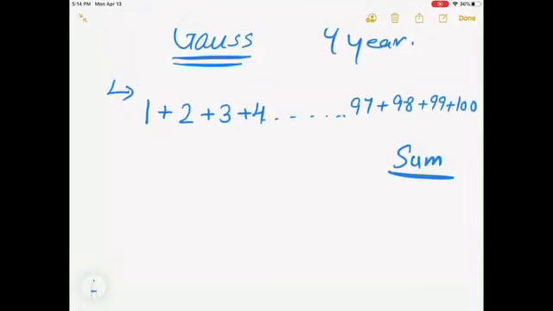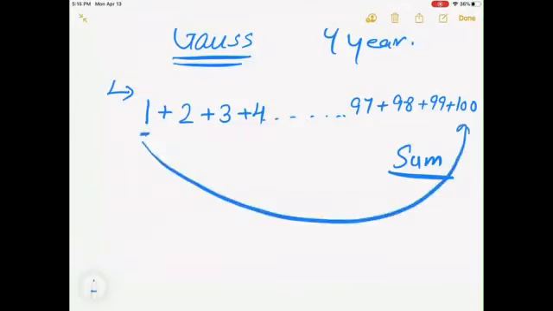Trust me, even if I assign you this problem and ask you to literally add every single number from 1 all the way to 100, literally adding every single number and finding the sum, trust me, because you know back then there was no calculator, it wouldn't be that easy. It's not that simple. But he figured that out. He figured out a pattern. So do you want to know the pattern?